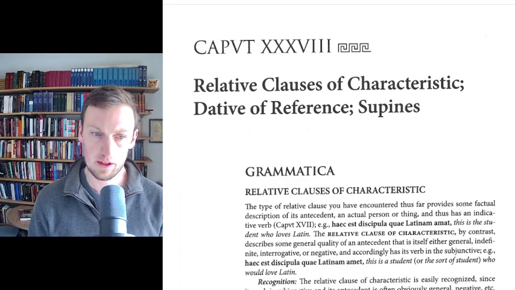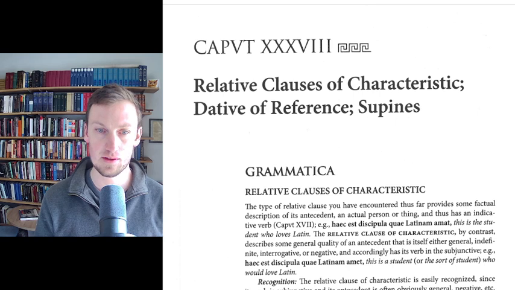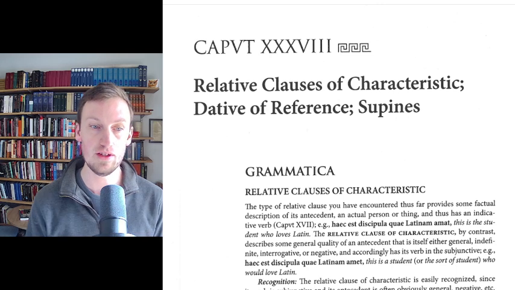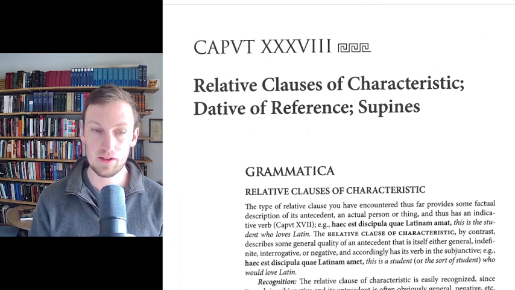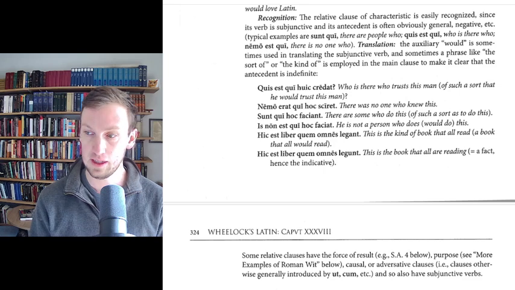They kind of buried the lead on chapter 38. They introduce three new concepts: the relative clause of characteristic, the dative of reference, and the supine. And the supine is definitely the most important of these three. So the relative clause of characteristic, I think, is best understood by looking at this final example here.